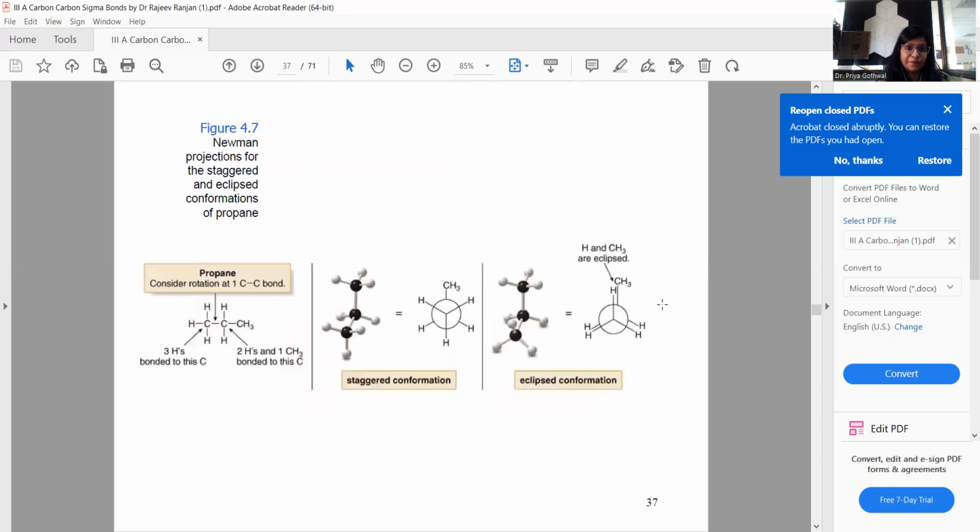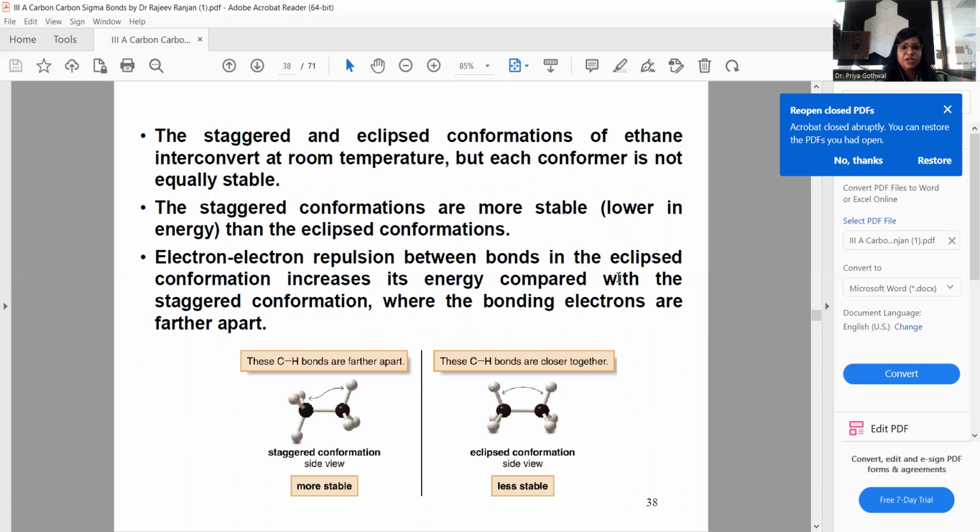0 degrees between them. In the Newman projection formula of the staggered and eclipsed conformations of propane, here we consider rotation about one carbon-carbon single bond, which is known as a carbon-carbon sigma bond. Here we can see the 3 hydrogens bonded to this carbon and a second hydrogen and 1 CH3 bonded to this carbon. In the staggered conformation, the CH3 group is likely to be held above, at the dihedral angle, and in the eclipsed conformation, the hydrogen and CH3 are eclipsed and the dihedral angle is 0. The staggered and eclipsed conformations of ethane interconvert at room temperature.